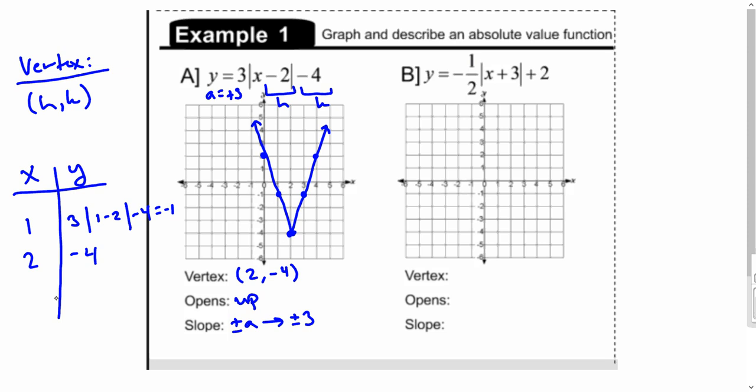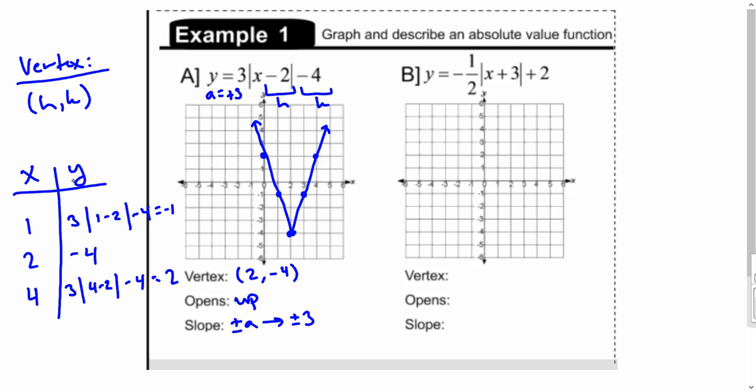I could also plug in a number that was more positive than 2, say 4. Well, plug it in. 3 times the absolute value of 4 minus 2, minus 4. If I do some arithmetic, 4 minus 2 is 2. The absolute value of 2 is +2. 3 times +2 is +6. +6 minus 4 is 2. So I should have the ordered pair (4, 2) on the graph. And lo, there it is, (4, 2).